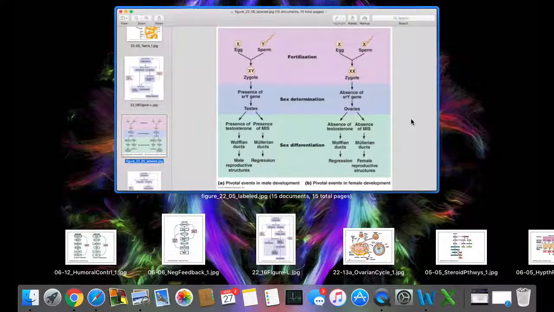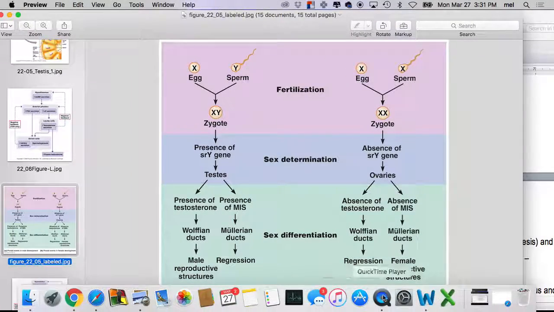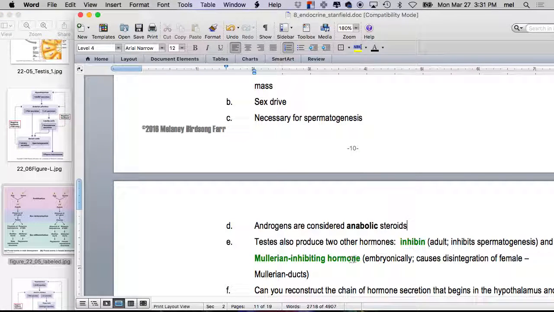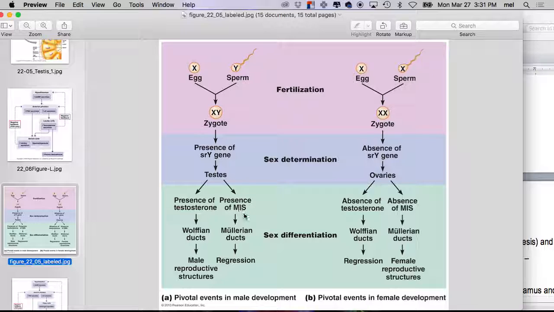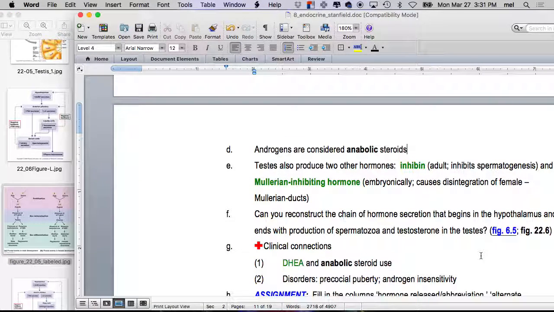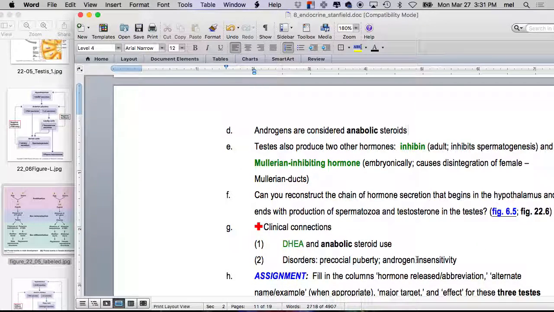So let's talk about that in the context of a couple of things that can go wrong. So Mullerian inhibiting hormone, or MIS, I don't know what the S stands for here, they use MIS. So males have that, and then they have inhibin. So let's talk about when that goes wrong. So let's talk about androgen insensitivity, and then we'll talk about the other ones.